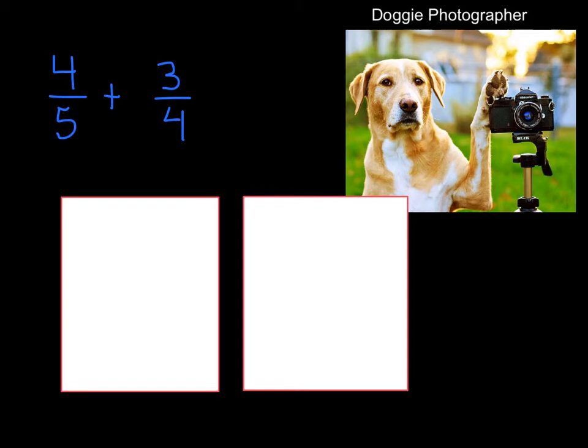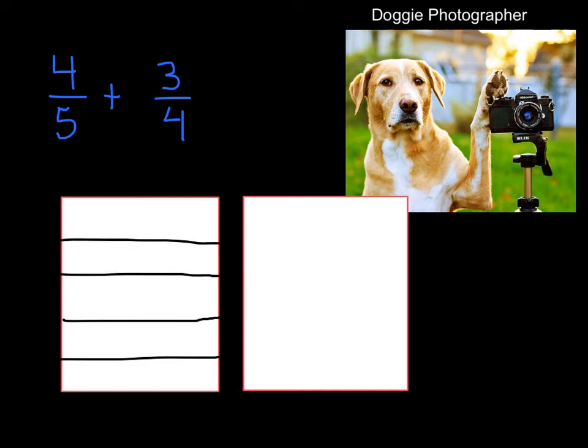So I'm going to just do that right now, and I'll go 1, 2, 3, and 4 lines will give me 5 parts. Let's double check. 1, 2, 3, 4, 5. And for this fraction, I need to break it into 4 parts. So I'm going to draw 3 lines. So I'm going to just go 1, 2, and 3 lines should give me 4 parts. Let's double check. 1, 2, 3, and 4.